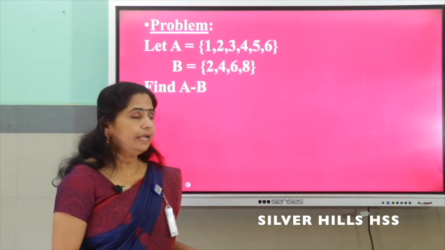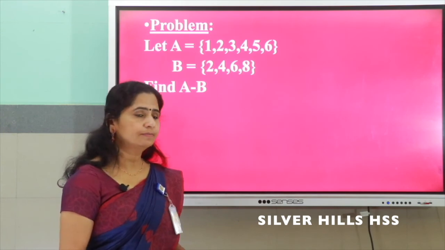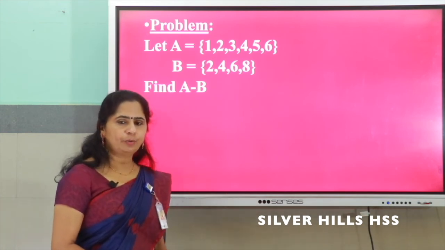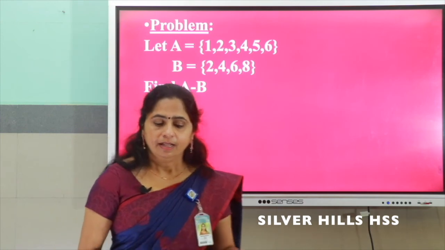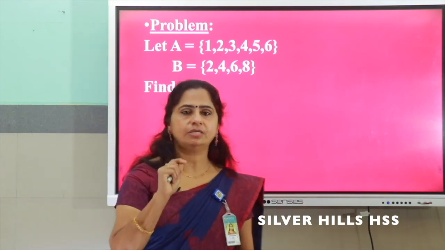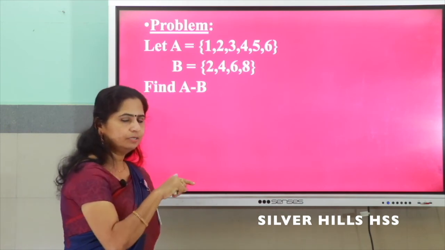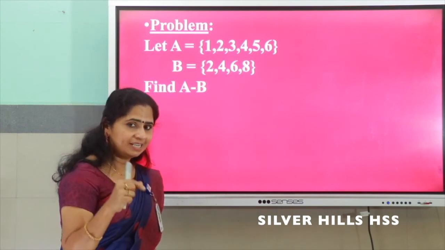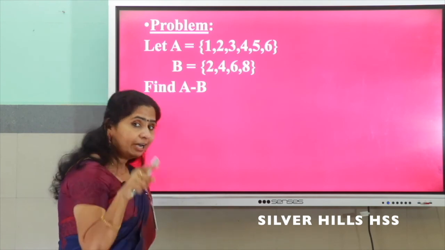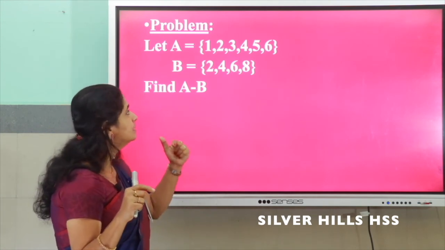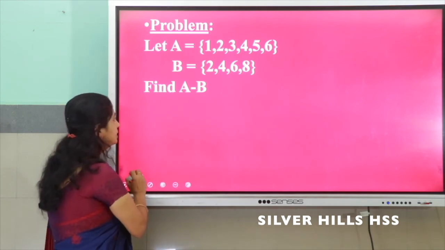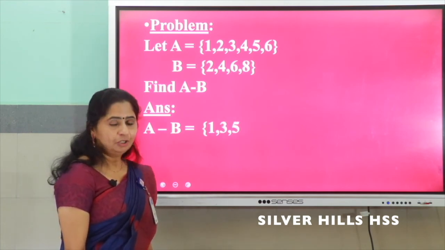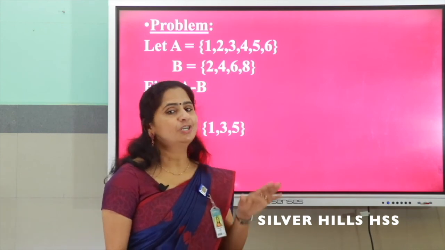Next problem, let A be equal to the set {1, 2, 3, 4, 5, 6} and B be equal to the set {2, 4, 6, 8}. Find A minus B, the first question. What do you mean by A minus B? The elements which are in A but are not in B. So, you can check, 1 is in A, not in B, so we can consider 1. 2 is in both sets. 3 is in A, not in B, so we can consider 3. 4 is in both sets. 5 is in A but not in B, and 6 is in both sets. So, you can see that A minus B will be equal to the set {1, 3, 5}. Those 3 elements are in A but not in B.